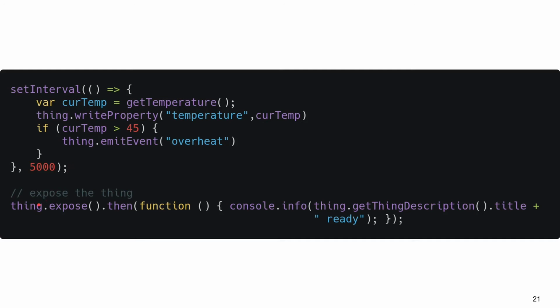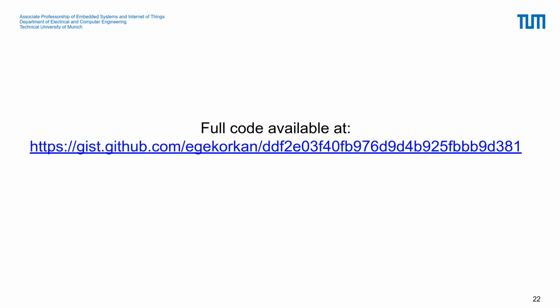And then at the end of everything, you would call the thing.expose method, which actually exposes the thing at the network level. And until this function, you don't have a thing implementation that can respond to requests coming over the network. Yeah, so once we do this, it is ready. The full code I've shown you is fully available in this gist.